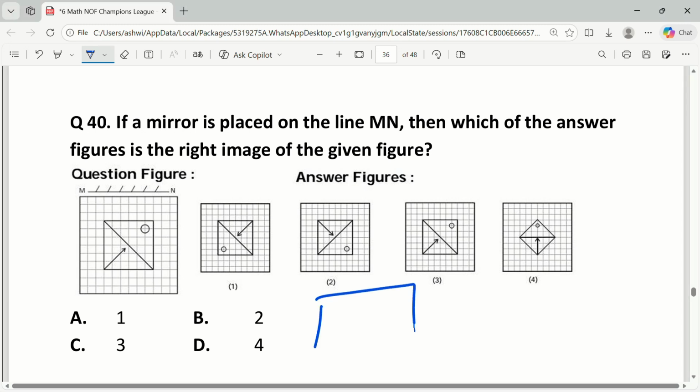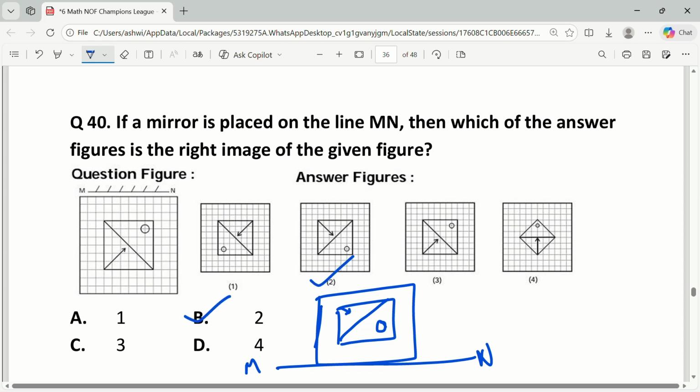Question figure, which of the answer figures is the right image for the given figure? Drawing the figure down here as a mirror image of the figure, we have a square with a diagonal going through it, a circle, and an arrow. This is MN. Comparing with the answer figures, the answer is 2, that is B.